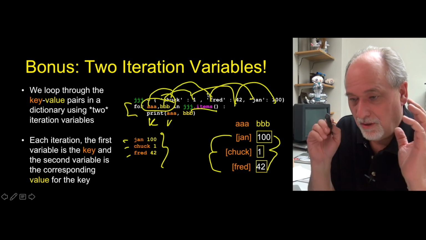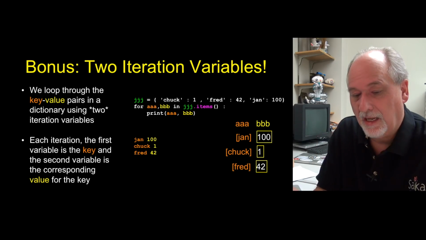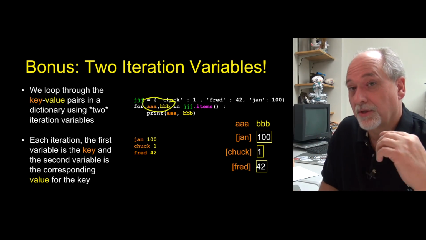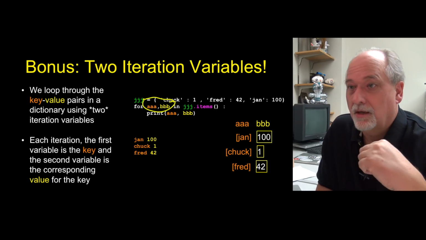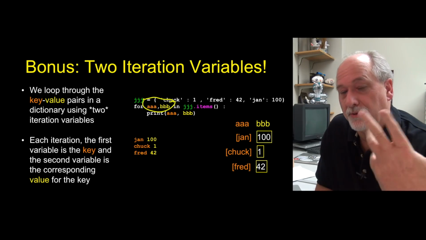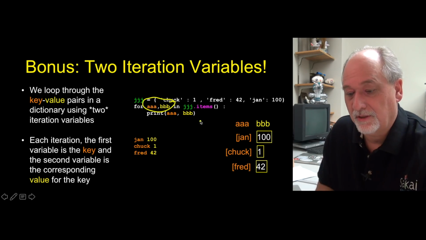If you don't say items, you just get the keys. If you say items, you get the key-value pairs, and you have to have two iteration variables. If you don't have two iteration variables and use items, it'll complain and say, what are you doing? I'm giving you two things, and you don't have two variables to receive them. So two iteration variables and items are basically related.